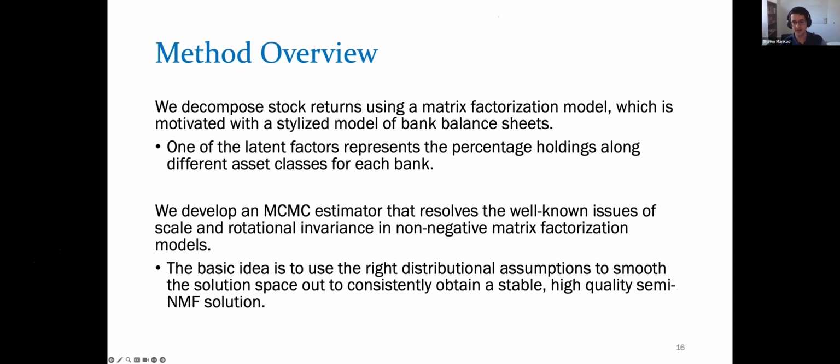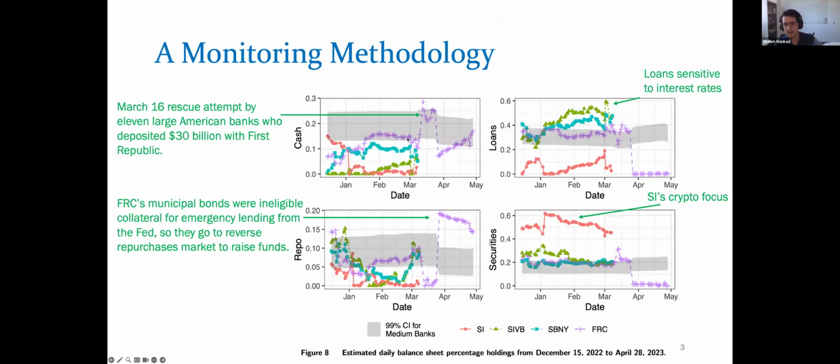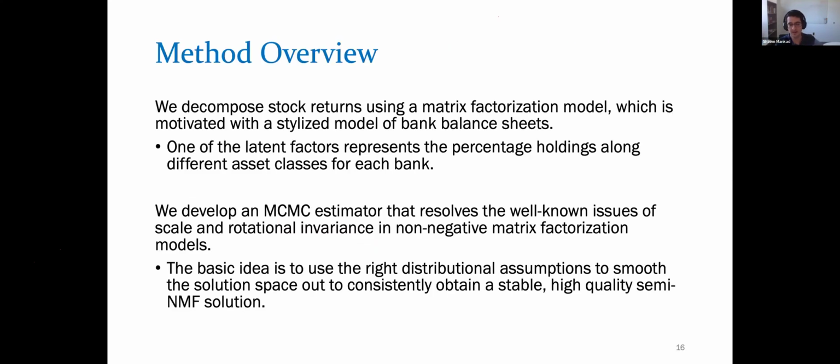So one of the latent factors is going to be very interpretable, and it's going to be basically the percentage holdings along different asset classes. That's exactly what I was plotting here. So the way you'd interpret that is, if you see the cash for First Republic Bank is around 0.3, that literally means 30% of all the assets that First Republic owns, 30% of it is in cash. That would be the interpretation of that matrix factor.